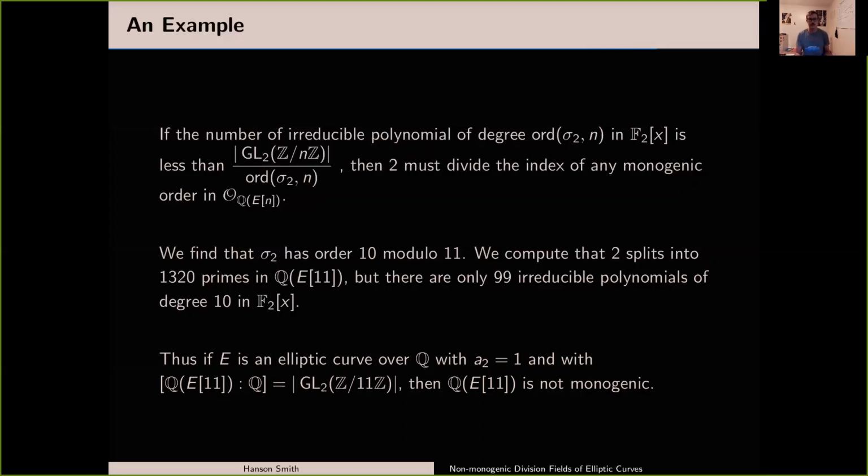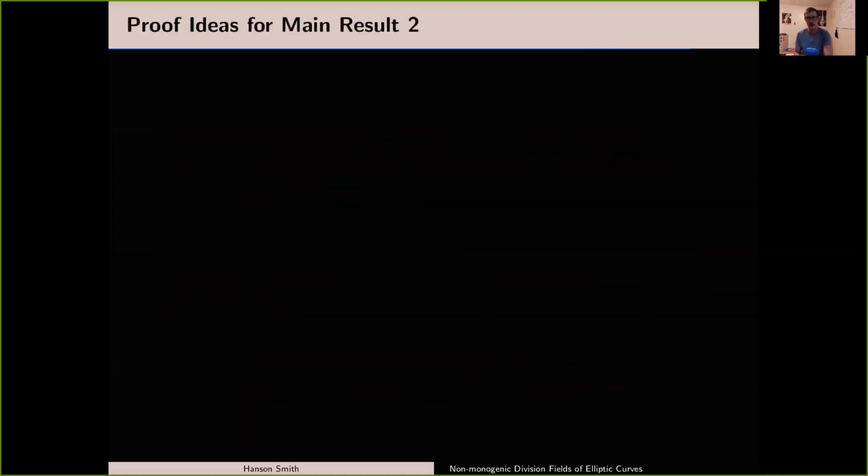And so this is kind of how it works, how we get those tables with non-monogenic n up to 1,000. All right, cool. What about main result 2? So here I'm just going to kind of give a sketch.